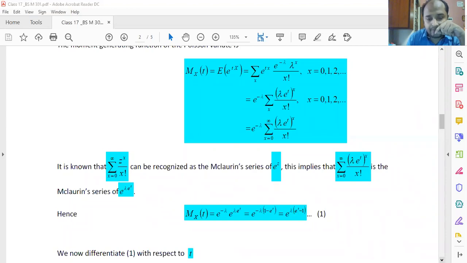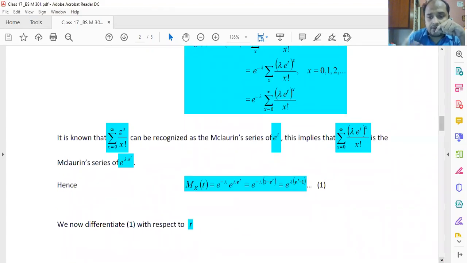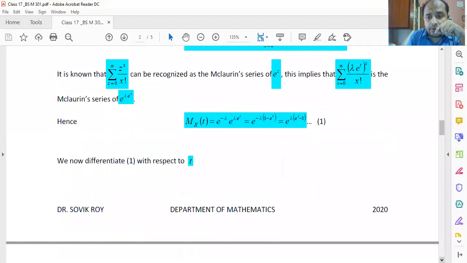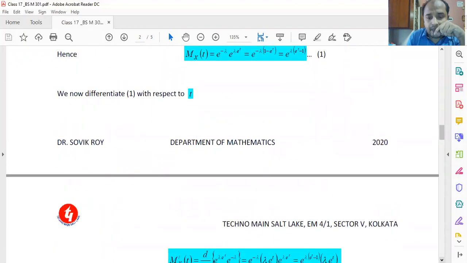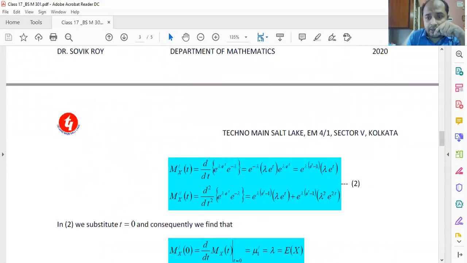This is the formula. Now you will ask me, why did you find this moment generating function of the Poisson variate? What is the reason? The reason is, we are going to differentiate this moment generating function with respect to t once. And you are pretty well versed with how to differentiate a particular function, so I am not going to go into the details of this differentiation.